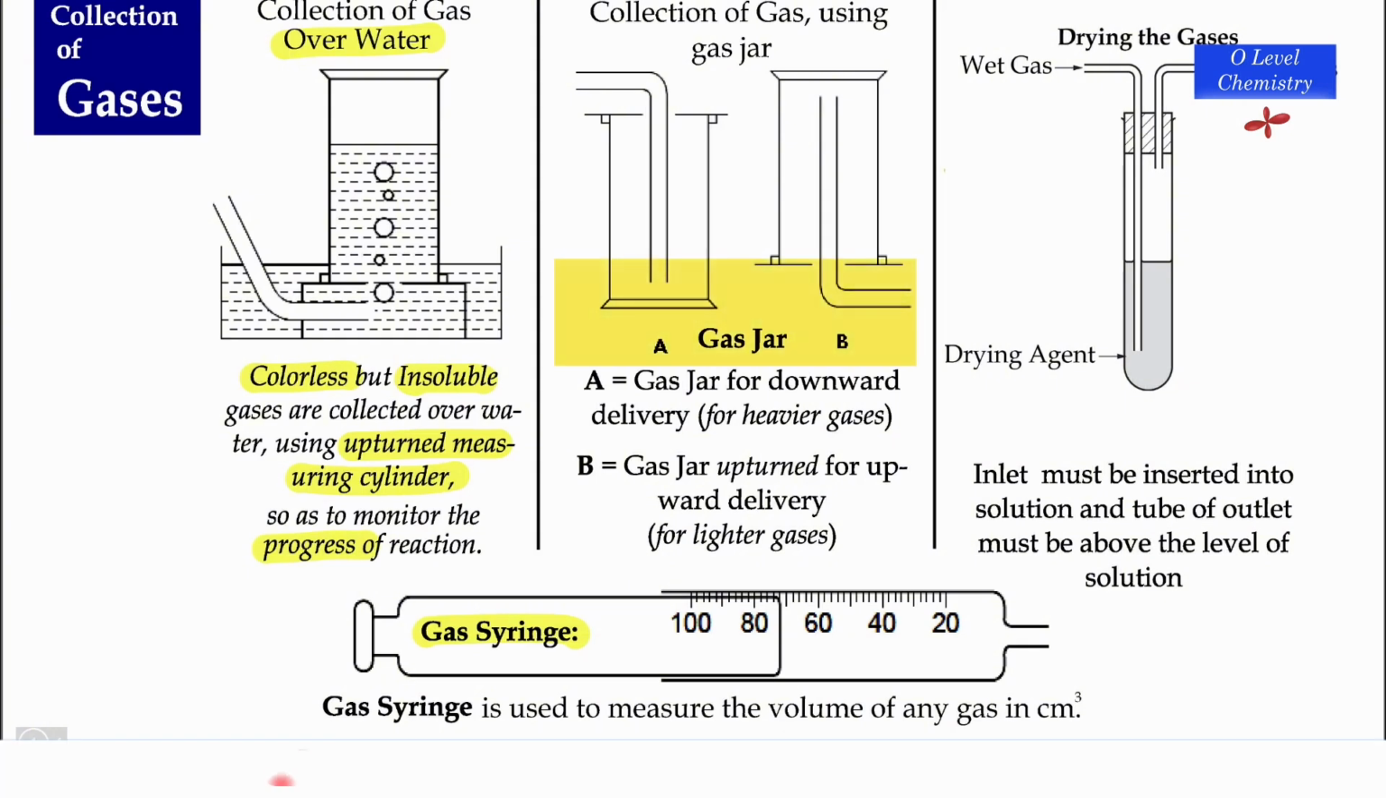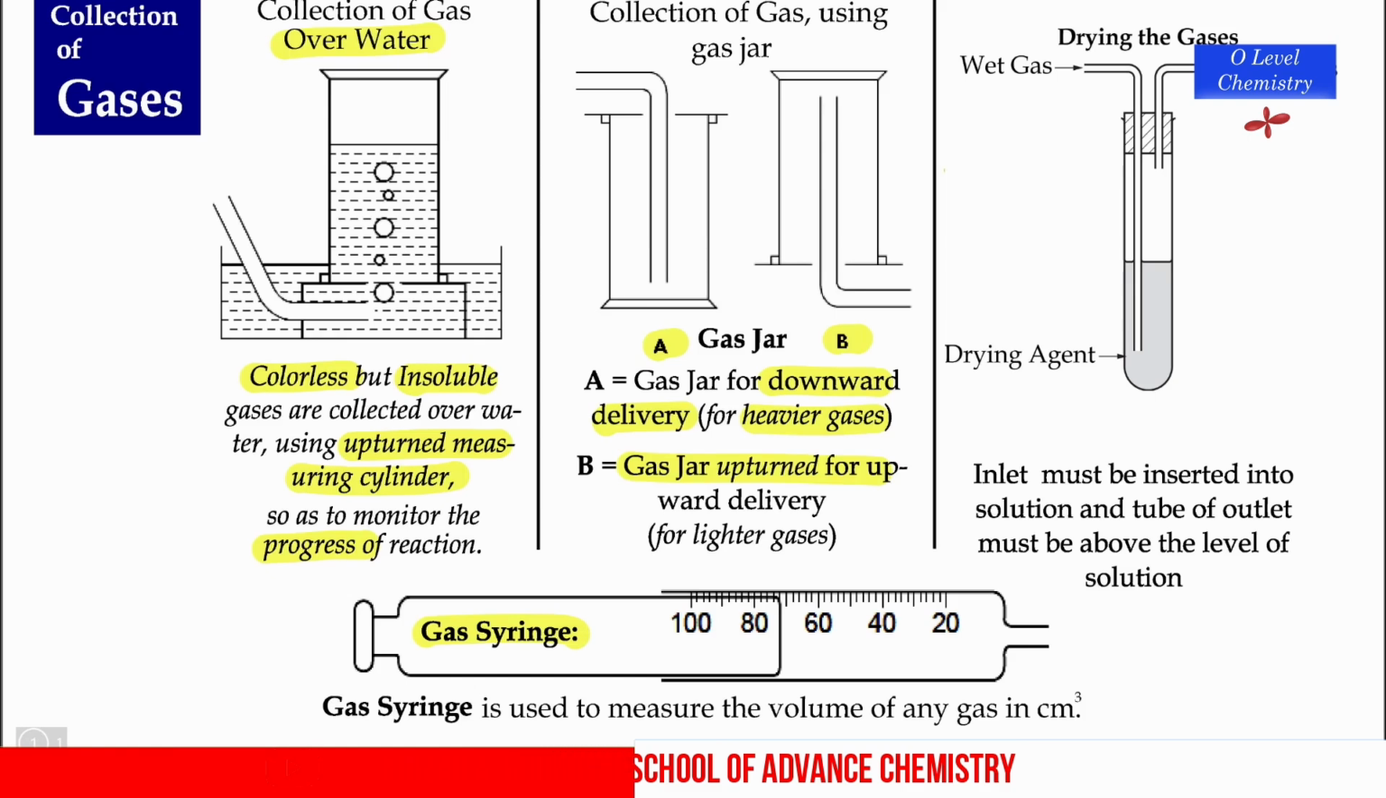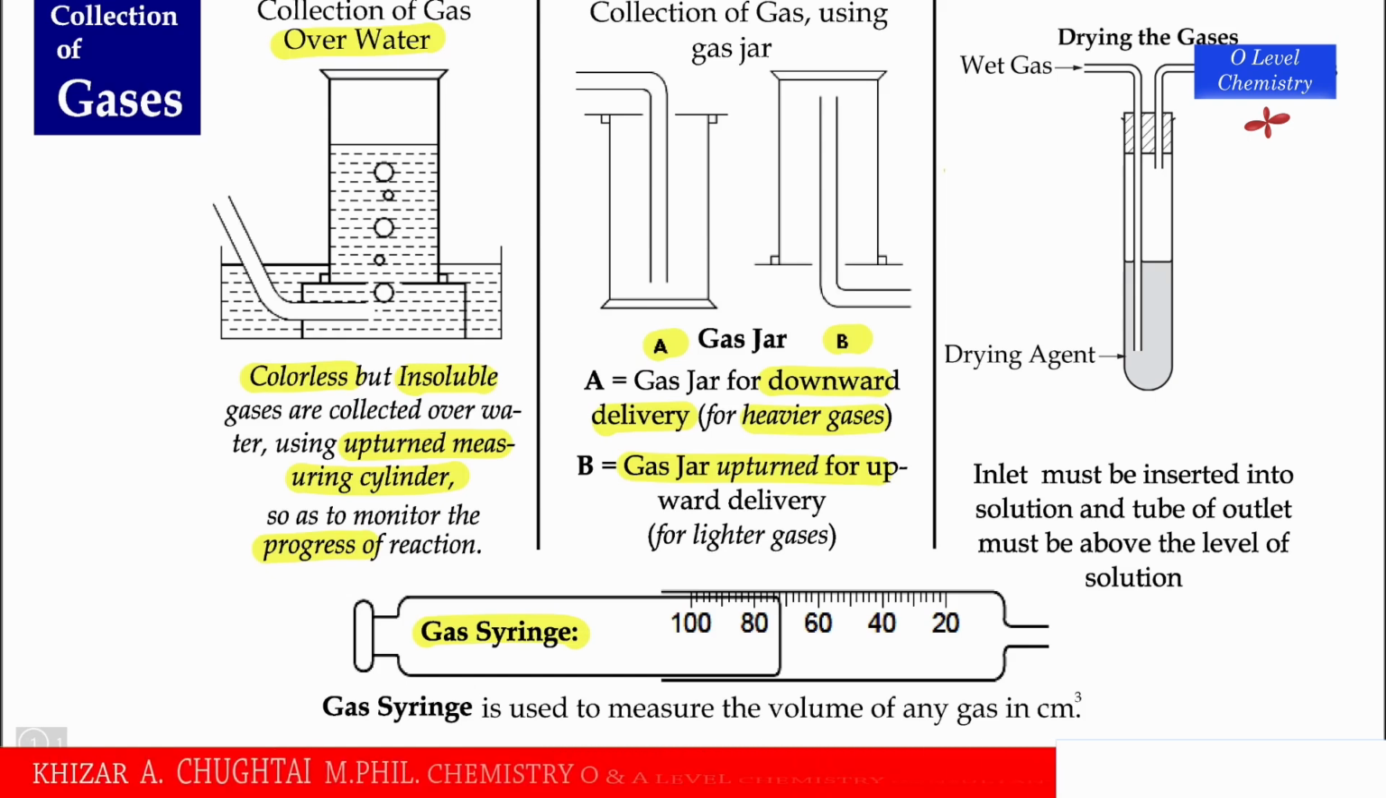If you are using the gas jars, for example, there are two positions, position A and position B. The position A is basically downward delivery, that is used for the heavier gases, gases those are heavier than that of air. And the position B, that is known as basically upward delivery, it is used for the lighter gases, gases those are lighter than that of air.